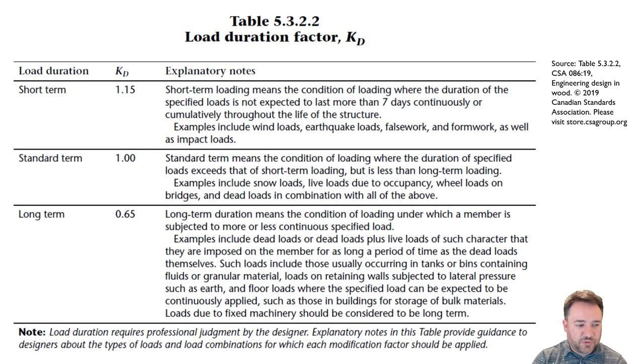So if our load combination includes wind, for example, which is a short-term load, then the resistance that we'll use to compare against that load from the load combination is going to include a KD of 1.15, reflecting short-term loads. And there is one exception to that, which is that for cases where our dead load is greater than our specified standard term load, and standard term loads include live load and snow load.